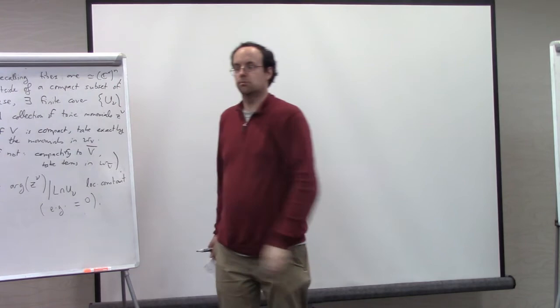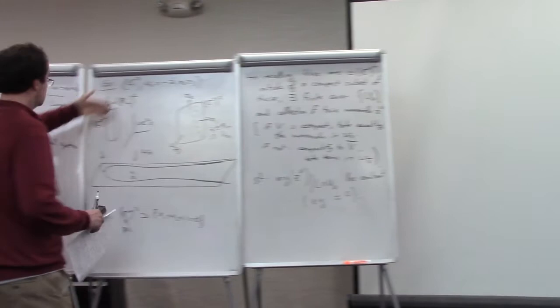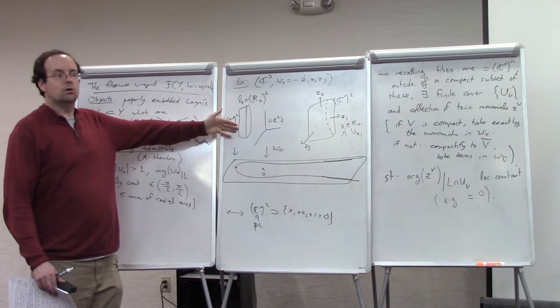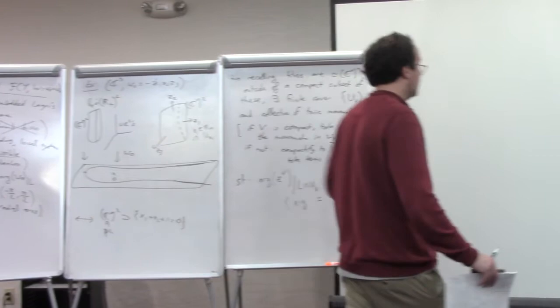But maybe I should start planting the germ of the idea. These fibers are not just (C*)^n's. If you equip them with these extra monomials W_V, they become the toric mirror to the toric variety V. And this is maybe now why these conditions make sense.